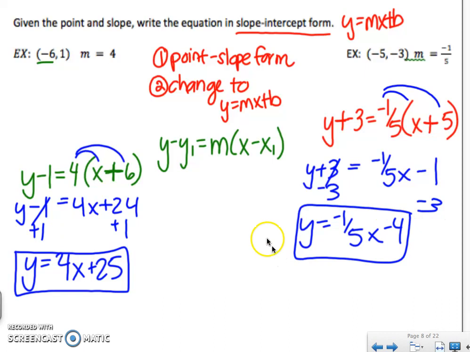So that's how you go from plugging it into point slope form and then changing it to y equals mx plus b. So make sure you just read the question and know what it wants your final answer to look like. Okay? So now you can practice point slope form.